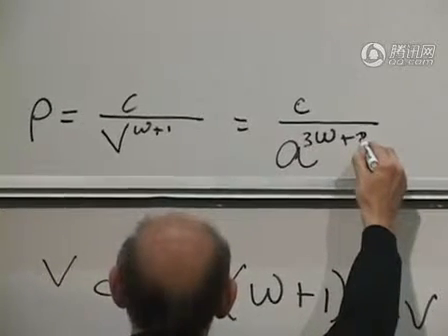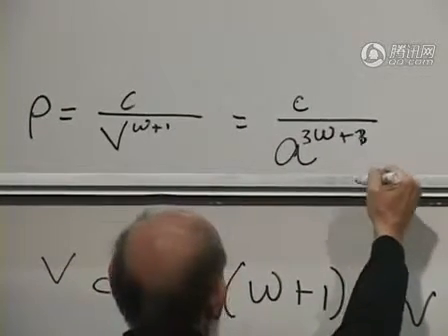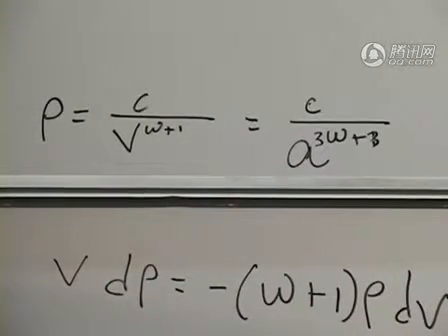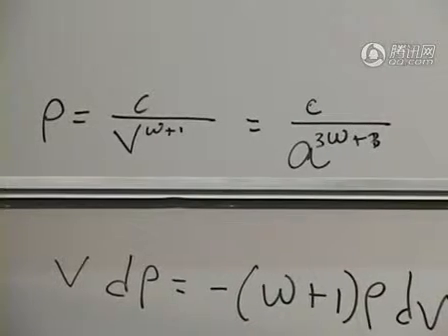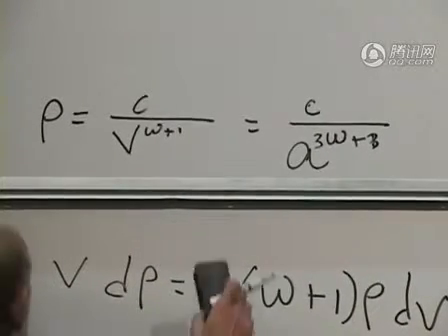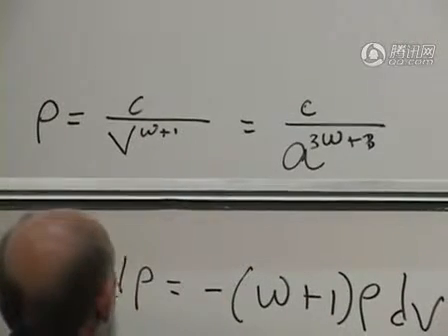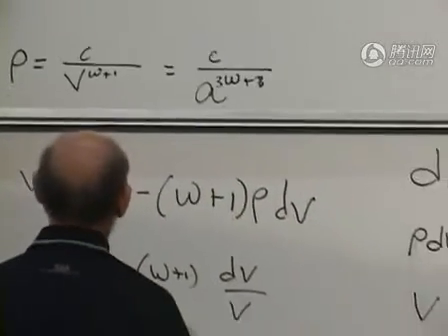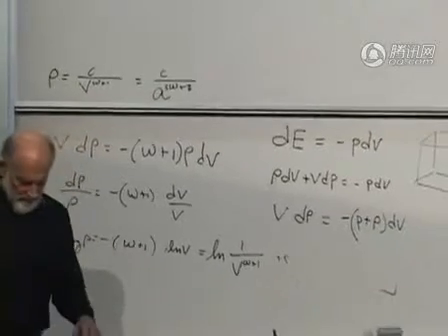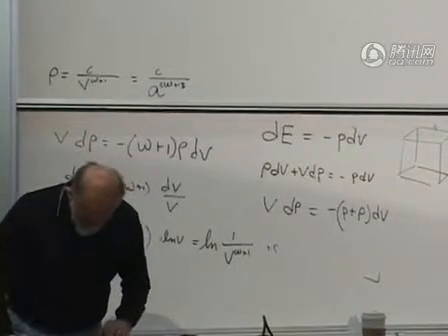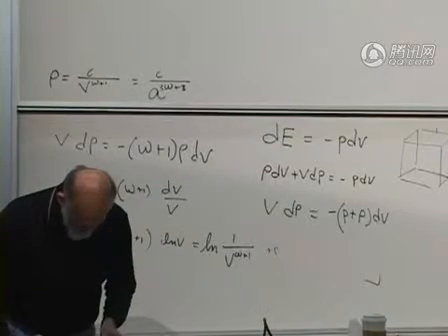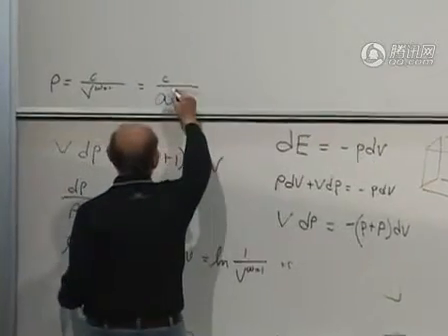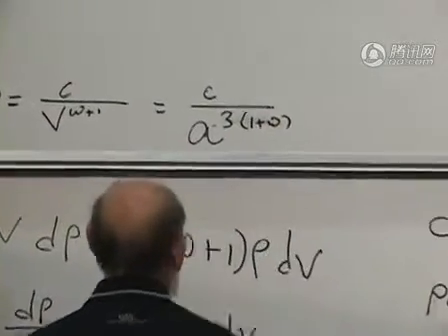Did I do that right? No, 3w plus 3? Yeah, 3w plus 3. No, it's not 3w plus 3. What is it? I've lost something. There's a 4 in there. Where's my 4? 3 times 1 plus w. That seems right. 3 times 1 plus w? Yeah, that's right. 3 times 1 plus w.